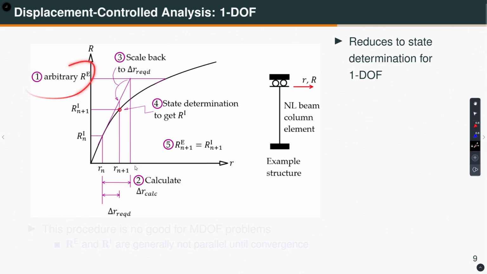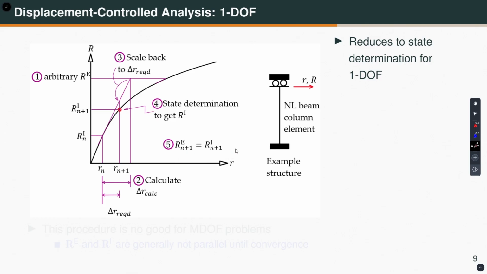But I don't want to apply this much displacement. I wanted to apply displacement here. So what I can do, I can take this and scale it back. I can scale back to delta required, and then I can determine what is my internal resisting force vector. Looks so simple, isn't it? So this is through state determination, and then external force is equal to the internal force.